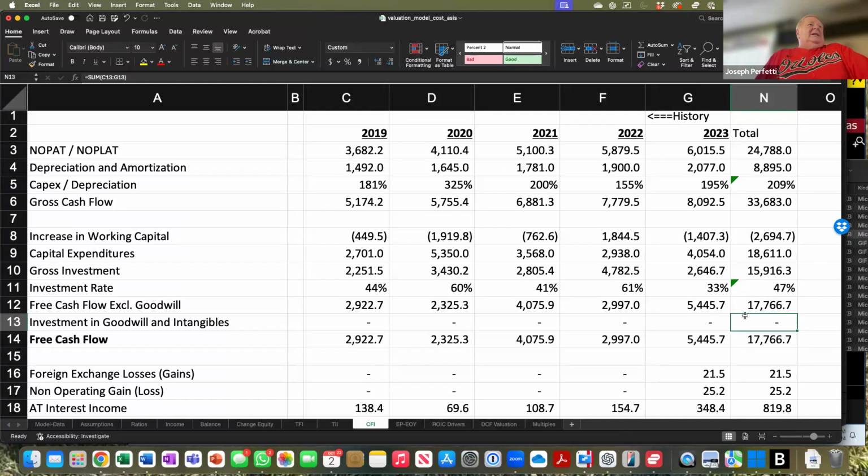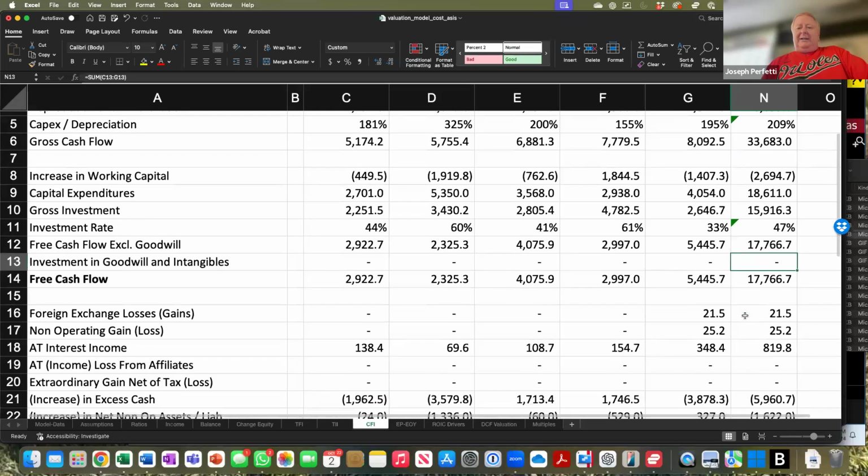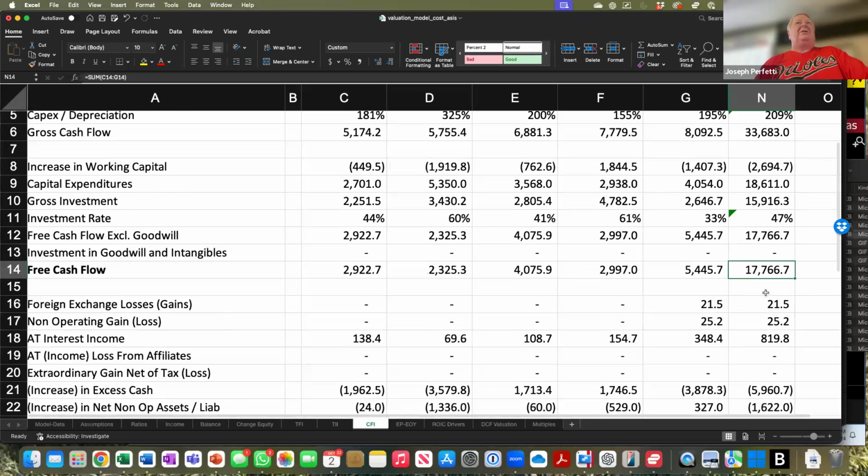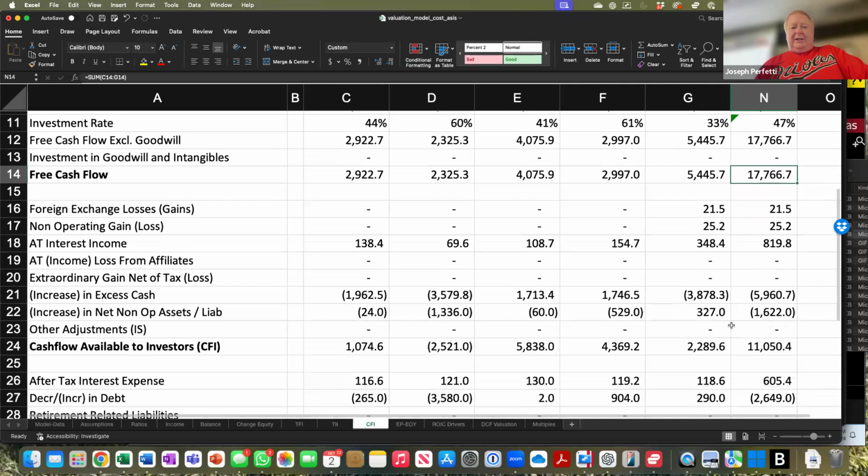Okay. Next, how did 17.8 billion of free cash flow from operating activities turn into $11 billion of CFI to pay out to debt and equity holders? So clearly they took, rounding off, $6.7 billion worth of cash, and they put it into non-operating activities. So let's explain that. What happened to non-operating cash flows? How do you get from 17.8 to 11?